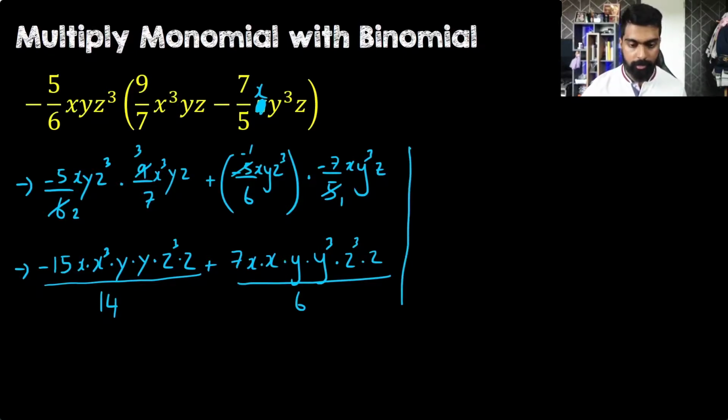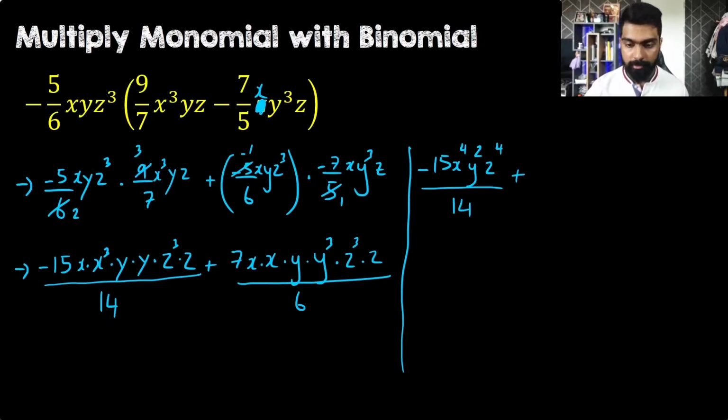Now let us continue here. So what do we have here, boys and girls? We have negative 15. Now x times x cube is going to give us x to the power of 4. Y times y is going to give us y to the power of 2. And then z cube times z is going to give us z to the power of 4, and all of this over 14, right guys? All of this over 14.